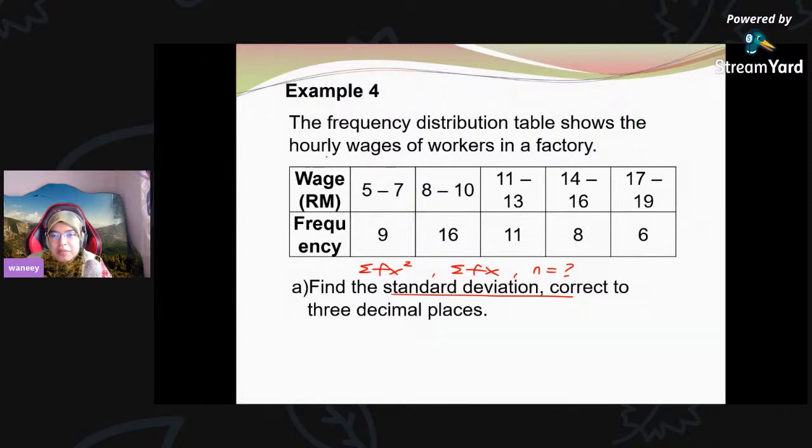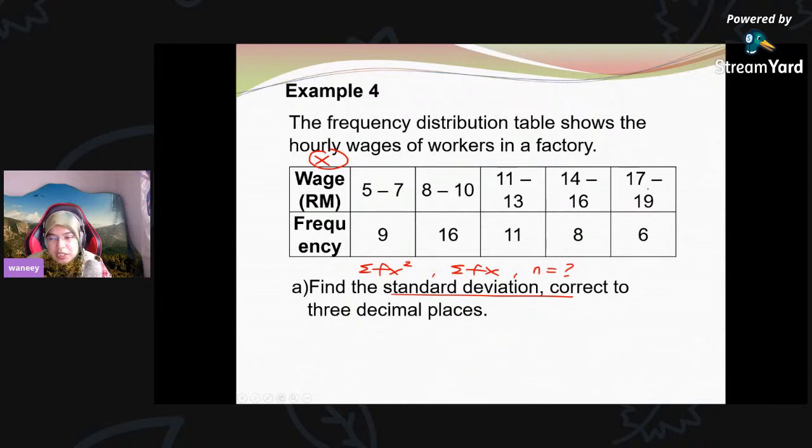Okay, so calculate the midpoint first. So do make sure to have the midpoint. 5 plus with 7 over 2. So that is the first midpoint. And then 8 plus 10 over 2. 11 plus 13 over 2. 14 plus 16 over 2. 17 plus 19 over 2. So that is the value for your x.